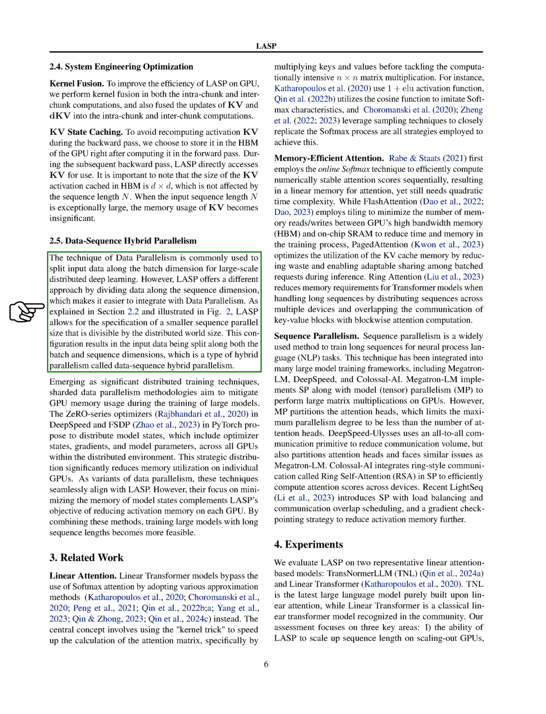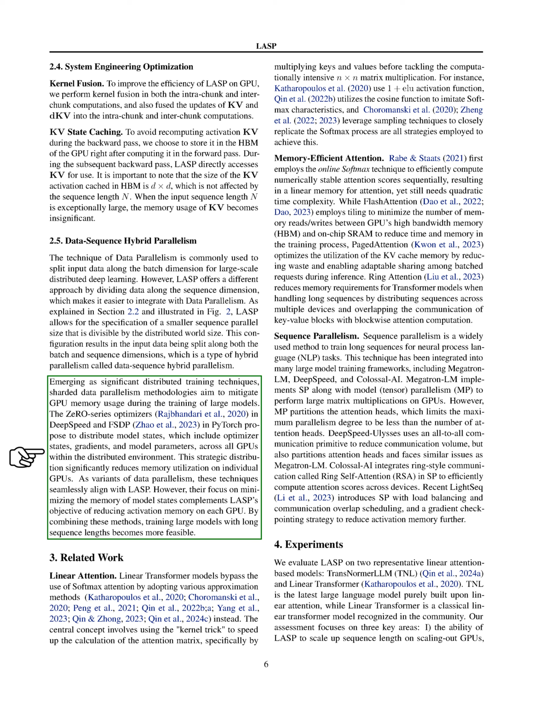LASP allows for a smaller sequence parallel size that aligns with the distributed world size, resulting in a hybrid parallelism approach. This method, along with sharded data parallelism techniques like ZeRO-series optimizers and FSDP, aims to reduce GPU memory usage during training of large models by distributing model states across all GPUs in the distributed environment.